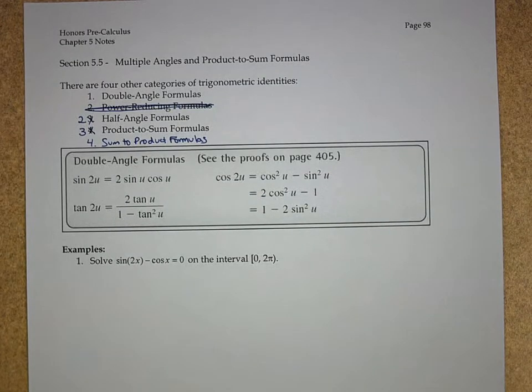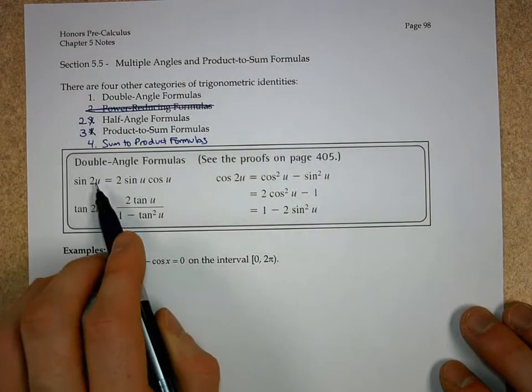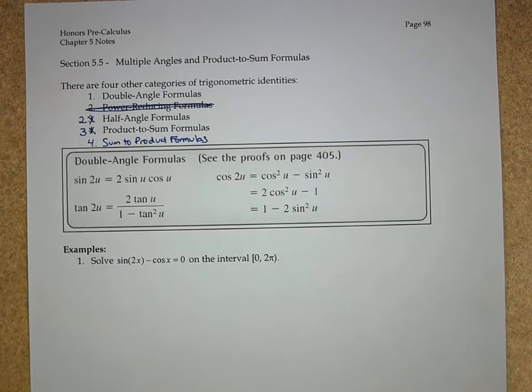Double angle formulas are when you have a 2 in front of your variable inside the trig function. So here, the sine of 2u, or the sine of 2x. Remember from what we talked about in section 5.3, those multiple angles are going to increase the number of solutions. Since we're talking about double angle formulas, we're going to double the number of solutions. So normally, if you expected 1, you're going to get 2. If you expected 2, you're going to get 4.